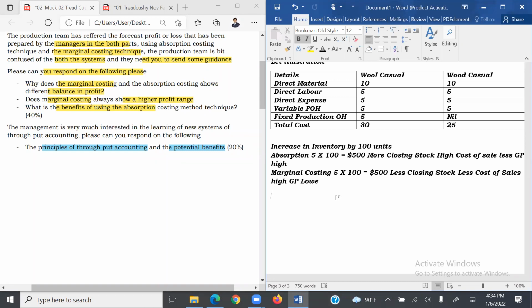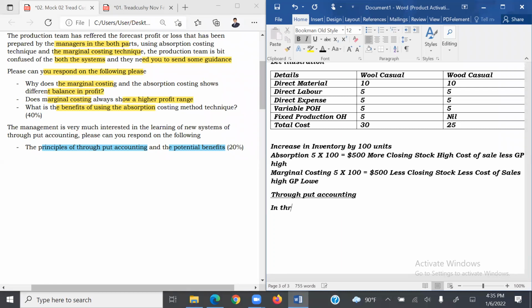Now coming here, management is very much interested in the learning of new systems of throughput accounting. Please, can you respond on the following? The principle of throughput accounting and potential benefits. Students, let's start working on this properly. It's not so complicated, it is very simple. The first thing I will write down here is throughput accounting. Shall we work on this? Yes, let's work on this.